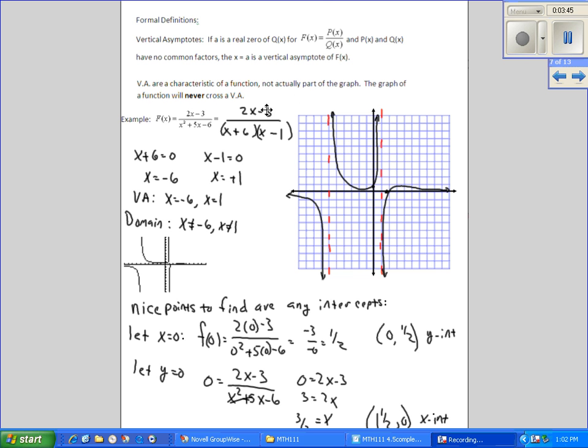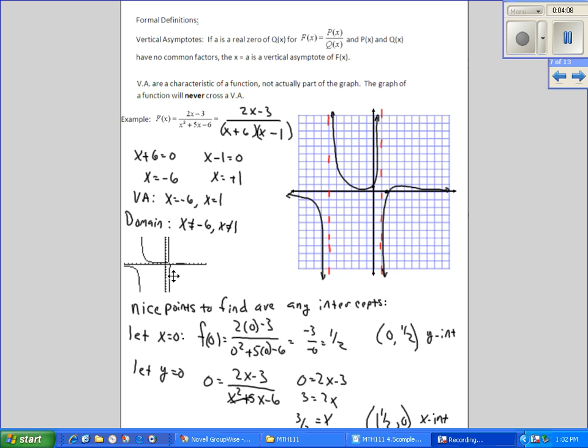In this example, I factored the quadratic, got two linear factors, set each of those equal to 0, and solved for x. I've got two vertical asymptotes, x equals negative 6 and x equals 1. But I also know that the domain of the function is all values of x except where x equals negative 6 and x equals 1, because the function is undefined there.